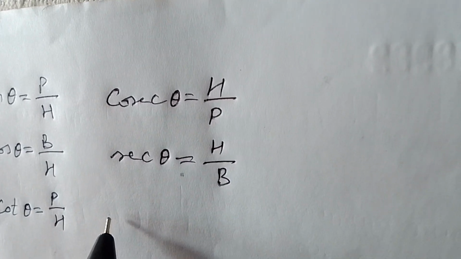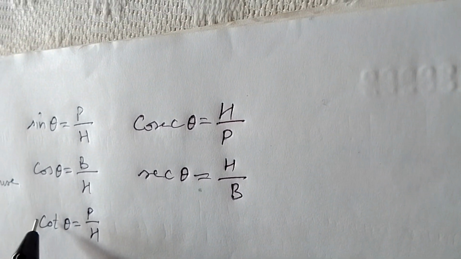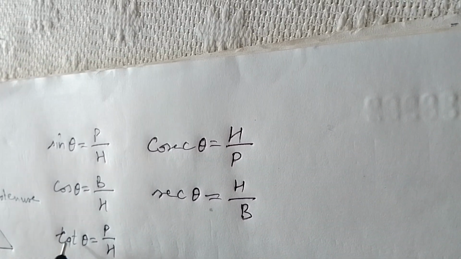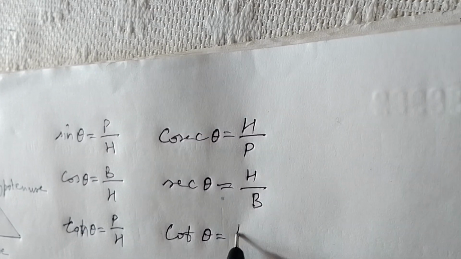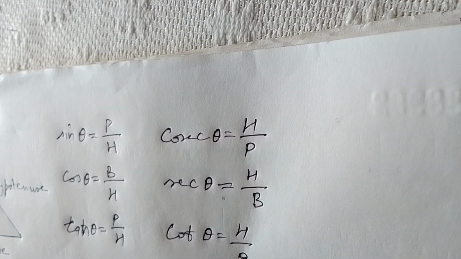Then cotangent theta, that is base divided by perpendicular. Then cotangent theta is hypotenuse divided by perpendicular.